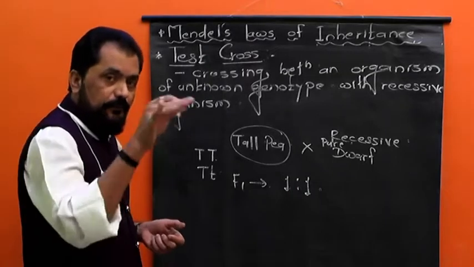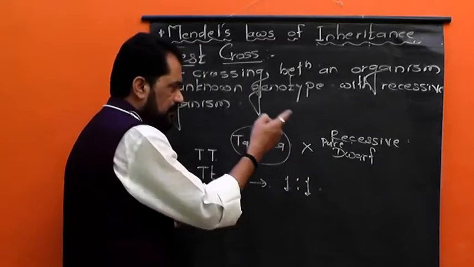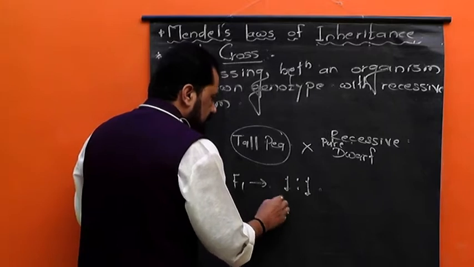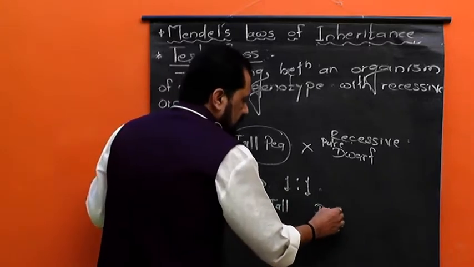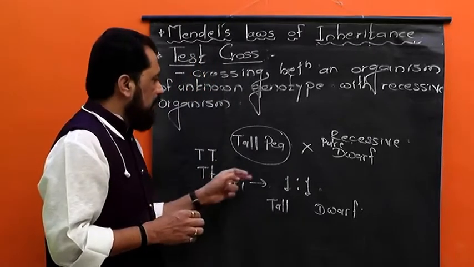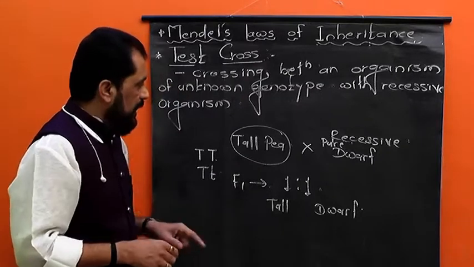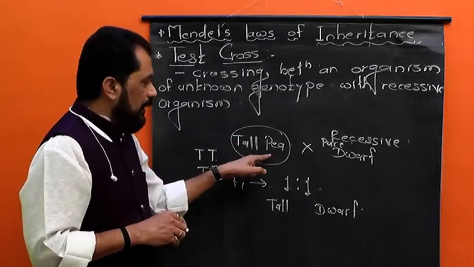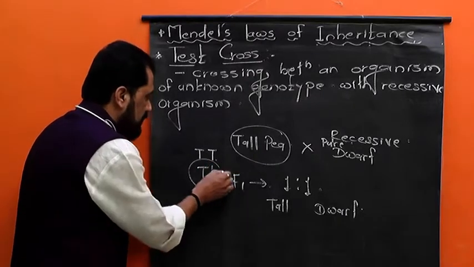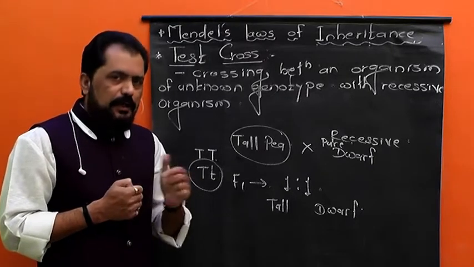That is, the F1 individuals produced by the crossing of these two pea plants show 50% tall and 50% dwarf. That is, if the ratio among F1 individuals is 1:1, then it indicates that this tall pea plant is definitely heterozygous. Why is this so, and how is this so?